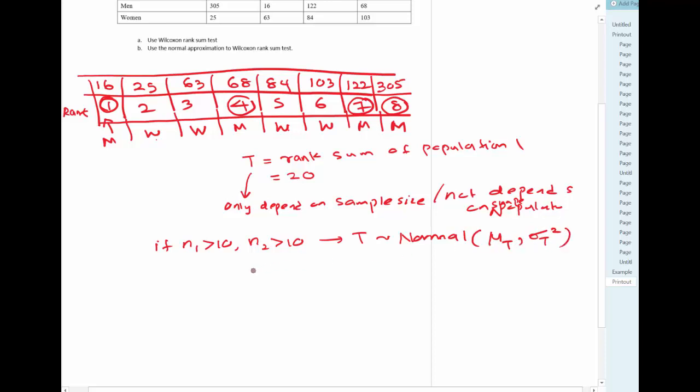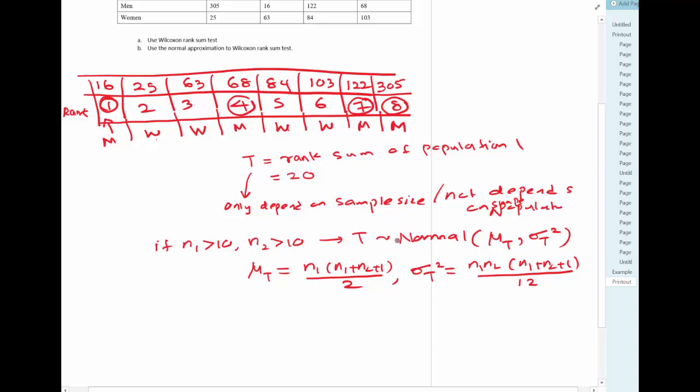Now this mean and variance, you can actually calculate. The mean is given by n1 times (n1 plus n2 plus 1) divided by 2, and the variance is given by n1 times n2 times (n1 plus n2 plus 1), everything divided by 12. So now this is nice. Even though populations do not look normal, the test statistic itself is normal. In the last video, the test statistic was not associated with any distribution, but now it is associated with the normal distribution, so you can use this to calculate p-values, test statistics, and critical values.